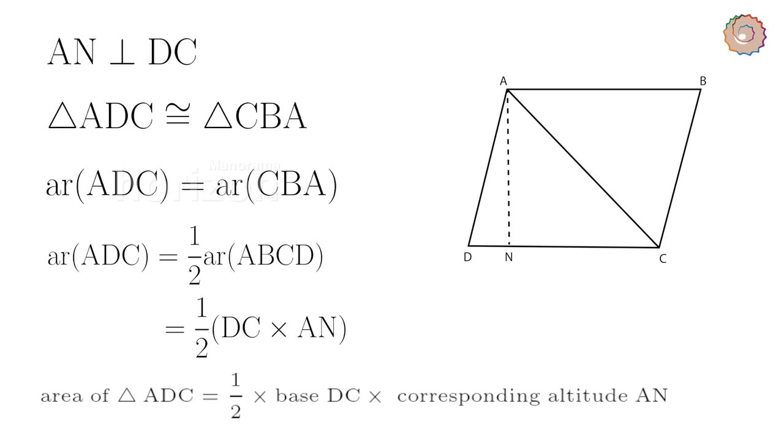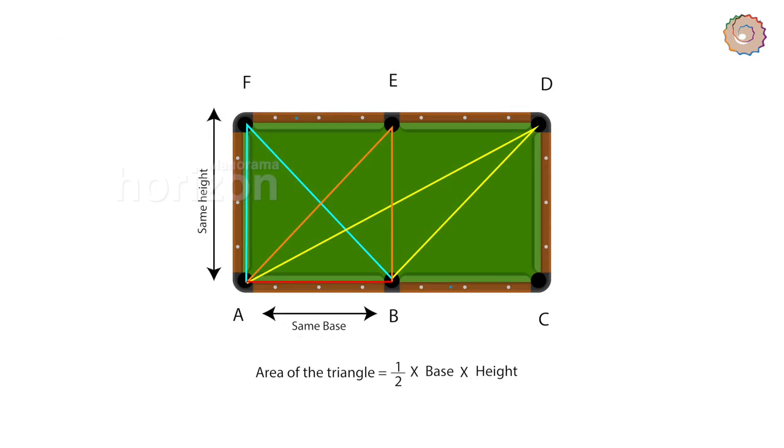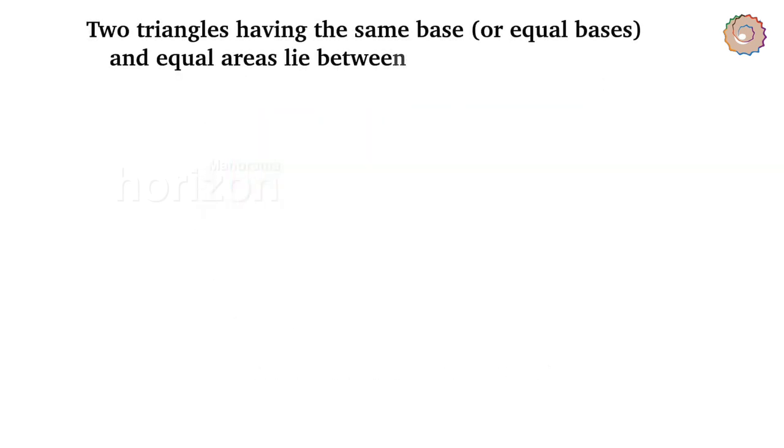Hence, it's proved. Therefore, two triangles on the same base or equal bases and between the same parallels are always equal in area. Also, its converse is true, which states that two triangles having the same base and equal areas also lie between the same parallels. As many triangles as you draw within the parallel lines with the same base, you get equal areas. Also, any two triangles having the same base and equal areas always lie between the same parallels.